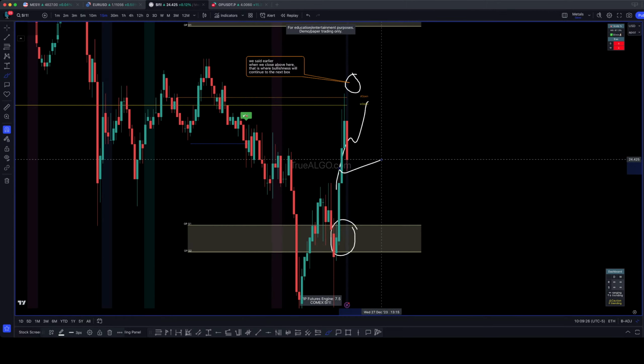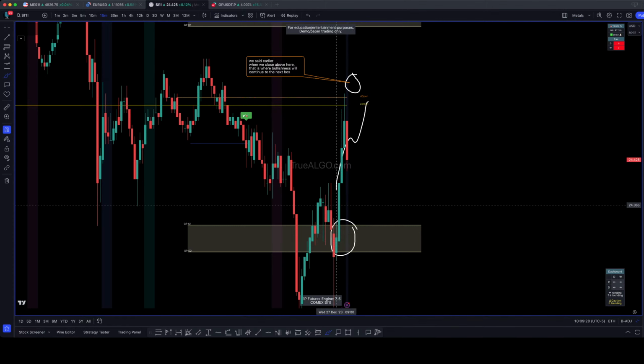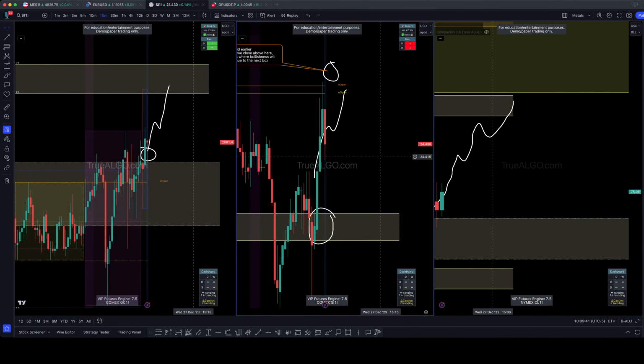I don't look to long here. I don't care that it filled this fair value gap, because there's another fair value gap right here. I want the fair value gaps to get filled in boxes. This is of no interest to me right now for it to long right off at that. And if that's the case, I can look at other assets in our system to find a better play.